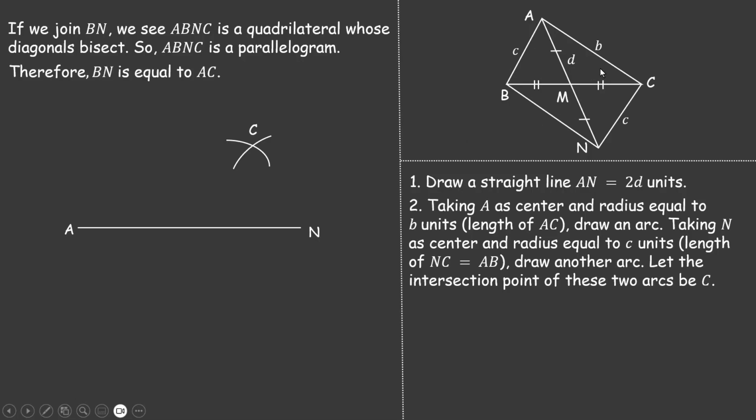Therefore, AC is equal to BN. So if this is B units, this is B units as well. Now we can use this to construct the triangle. So we need vertex B now.